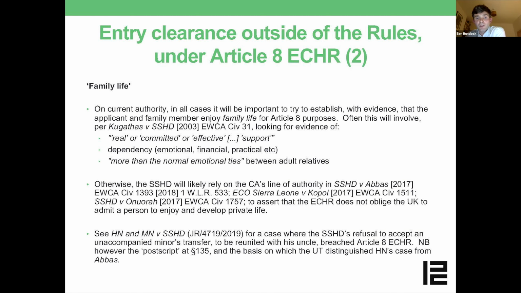And so the reason I say this is that there's this very unhelpful existing line of authority in the Court of Appeal arising from entry clearance applications for visits to family members, more distant family members or non-nuclear family members, where the Court of Appeal has held that the Convention doesn't oblige the UK to admit a person to enjoy and develop private life. And so if you can't show family life for Article 8 purposes, I think those authorities may well present an obstacle.